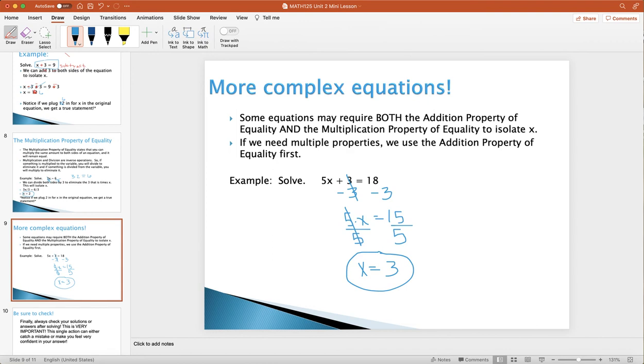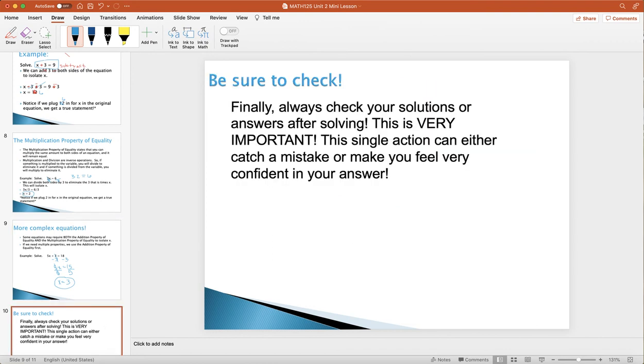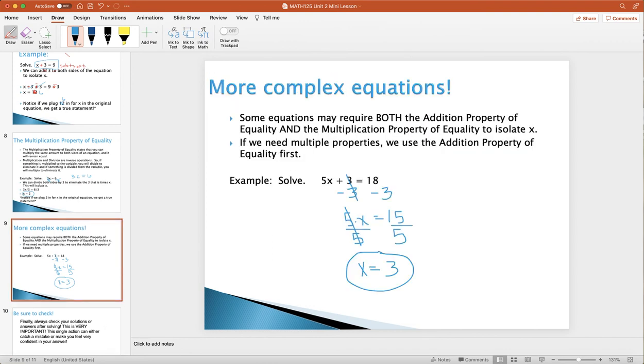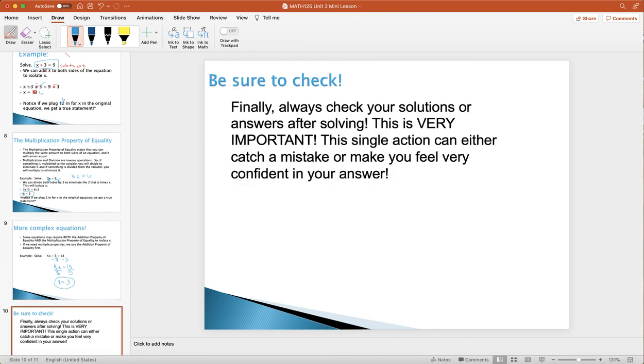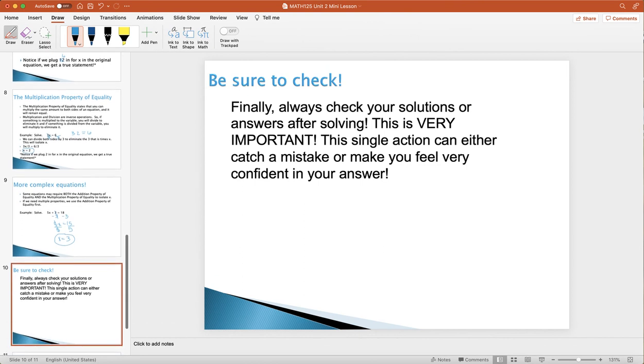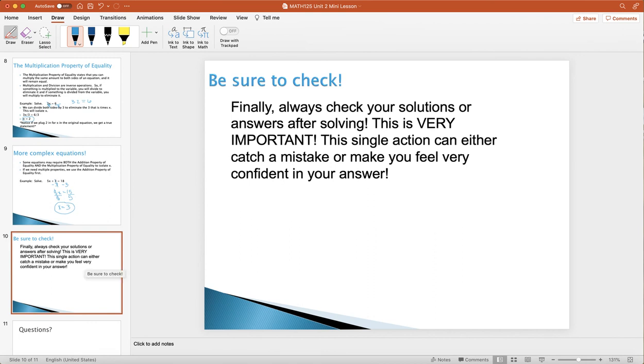I'm going to ask that you guys perform this check to see if this solution is in fact correct. And if it is, you're good to go. If you do not get a true statement, please reach out to me and we can walk through it together. So always check your solutions after solving. It can really help you catch a mistake and also be confident in your answer.